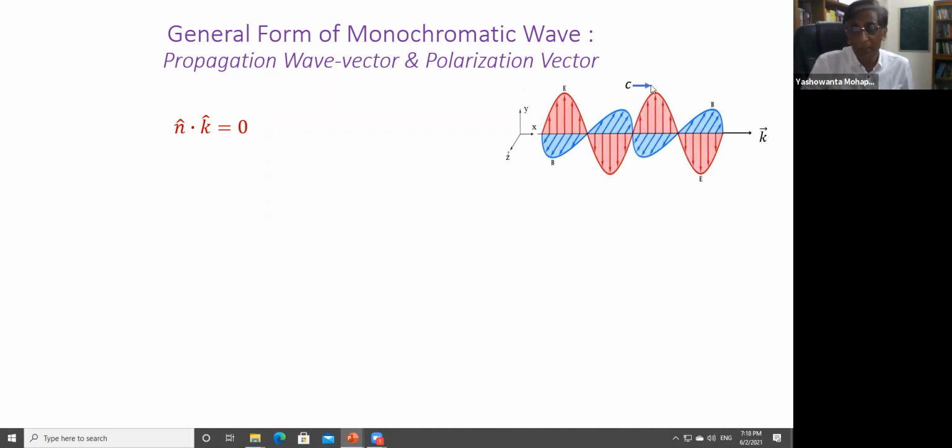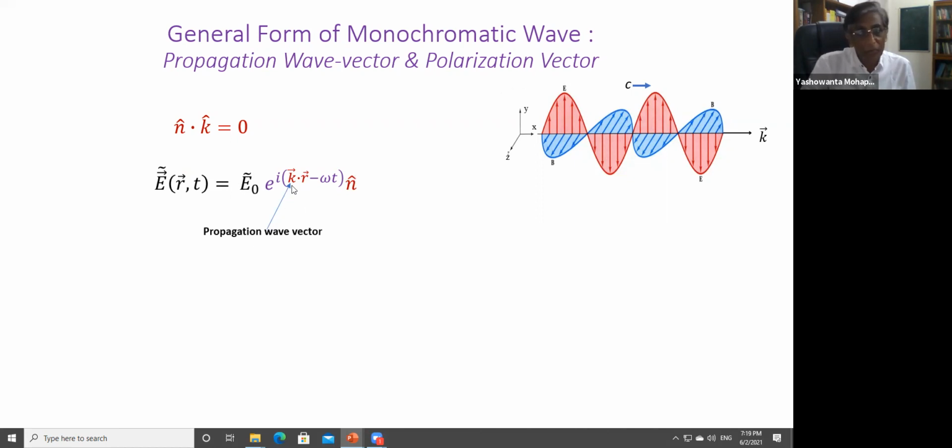It is going at a speed c, but I like to generalize. This was for a special case. So E is a function of any space and time, r, t. E naught is the complex amplitude, which also includes any delta that is there. And it is vibrating in the n hat direction. This is called the propagation wave vector, k.